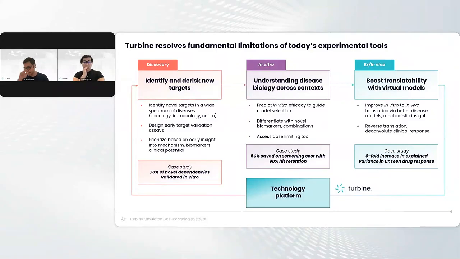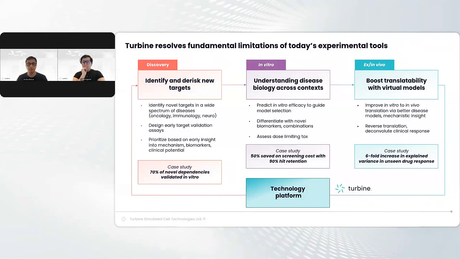The second one is efficacy. So moving from a biology focus to a pharmacology focus. So modeling in vitro efficacy, which models to pick, what biomarkers to identify, and of course, going into dose-limiting tox as well.